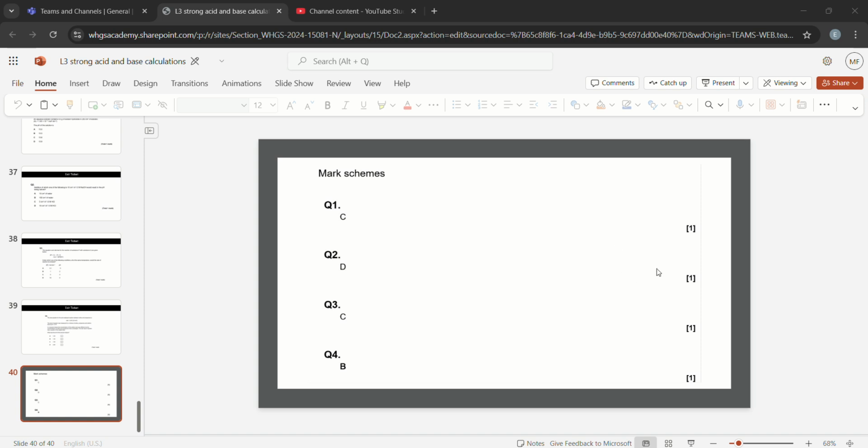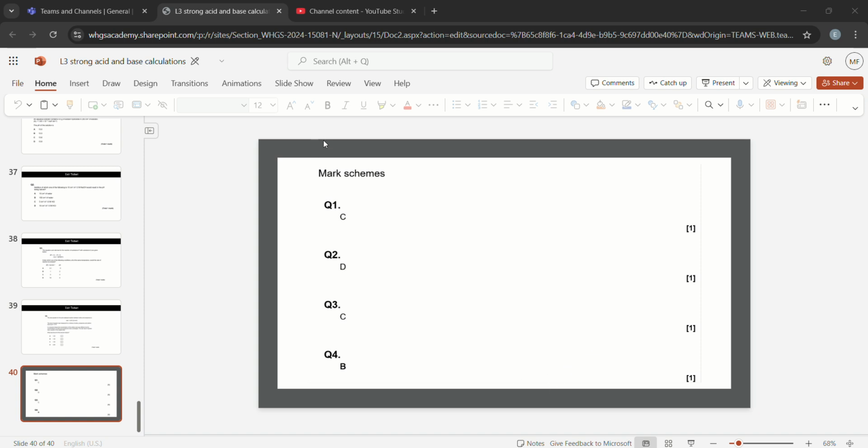Kw is concentration H plus times concentration OH minus. We want to find the pH, so we need the concentration of H plus. Concentration H plus is Kw, 1.00 times 10 to the power minus 14, given in the question, and if it isn't given in the question you can assume that, divided by OH minus. Now that is the concentration.